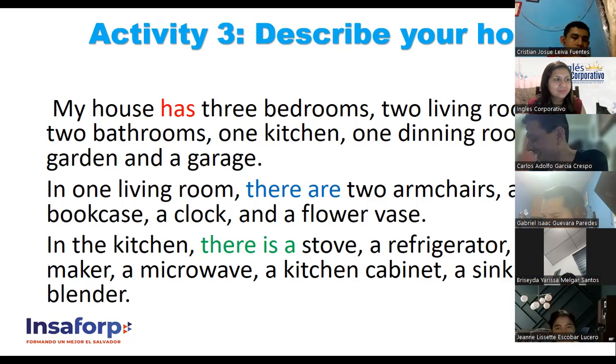Teacher, una pregunta. El párrafo dice, my house, it has three. Y si está hablando de mí, mi casa, ¿por qué dice house? Has, perdón. My house has. Because my house is third person singular, is it. Ah, ok. It has, sí. Ok, gracias. You're welcome.